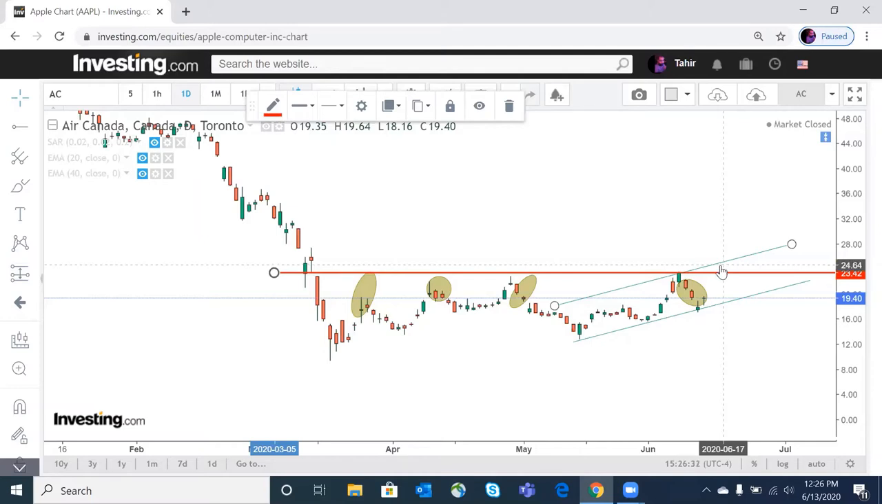Then you can see if it is going above this 24.5, then you can re-enter the trade from here. Or the other situation will be like after hitting this 23.5 level, it goes below. If it goes below, then it can reach again to 19.5 and then you can re-enter the trade.